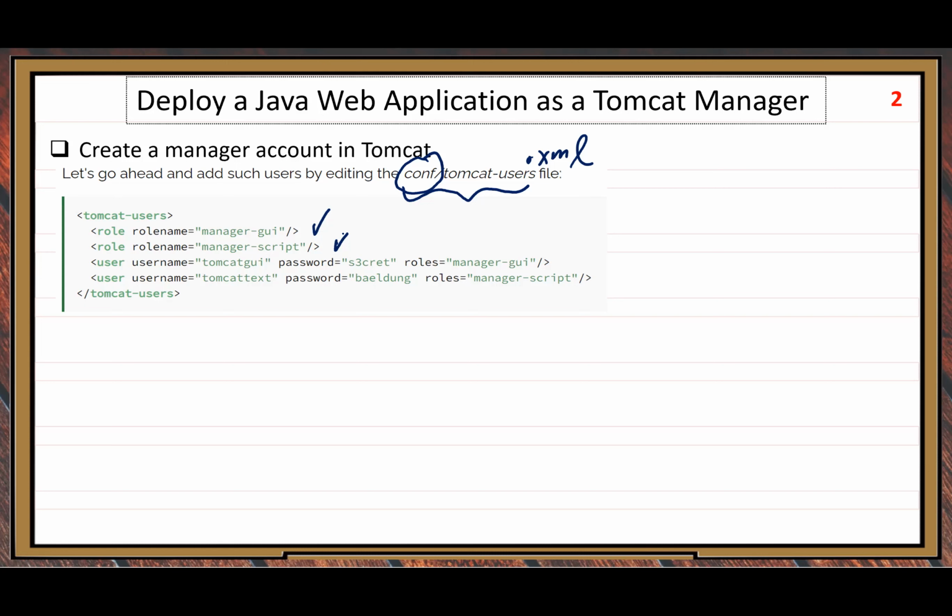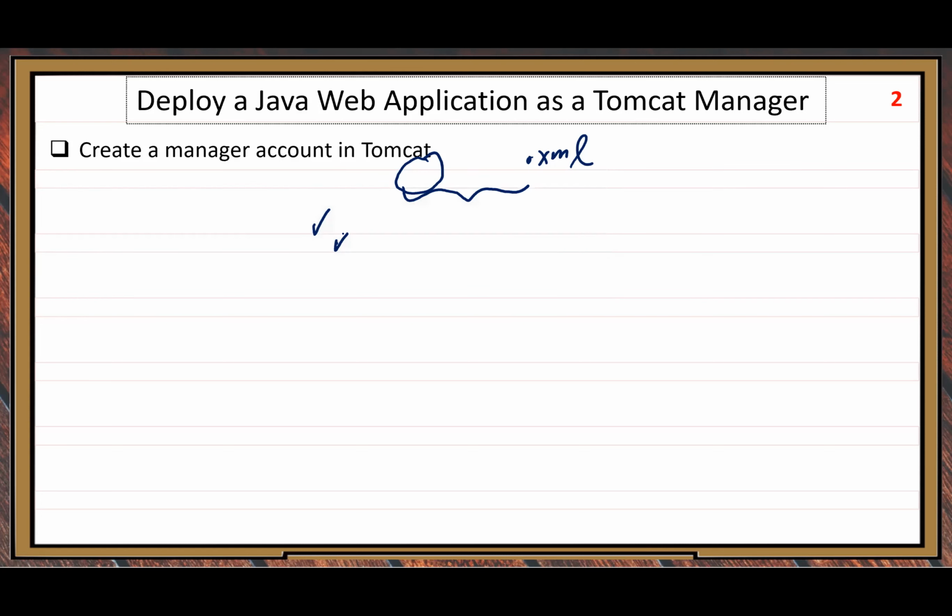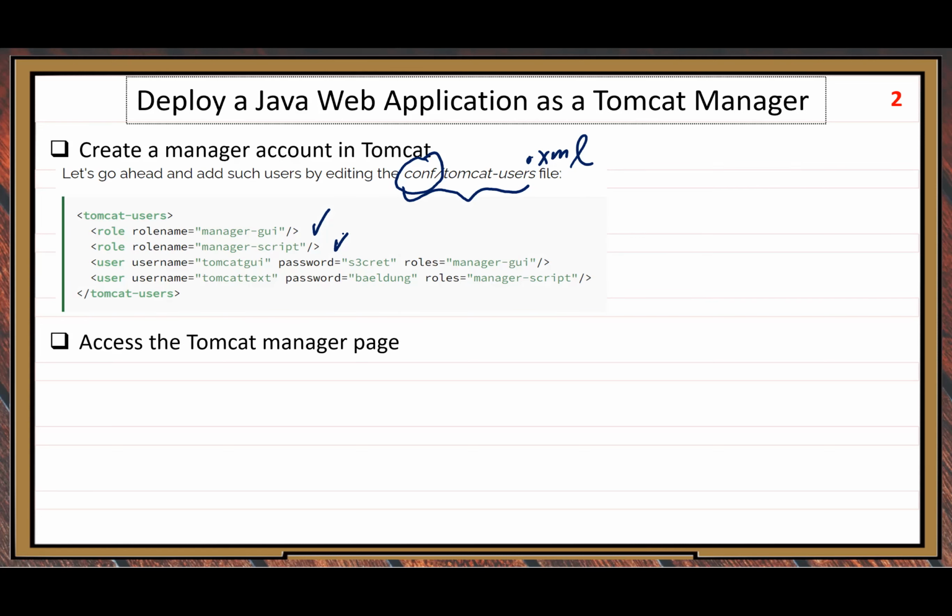After that, suppose now you have the manager role. Then we need to access the Tomcat manager page. Here you can see the URL of the Tomcat manager page. That's a typical Tomcat URL.